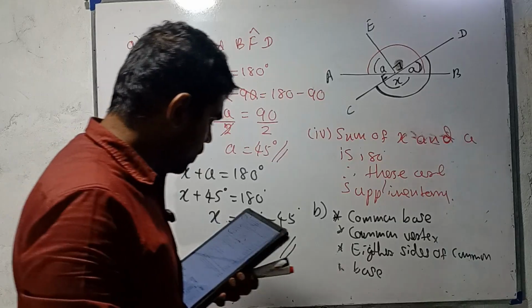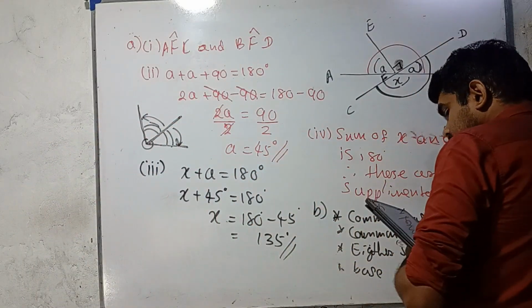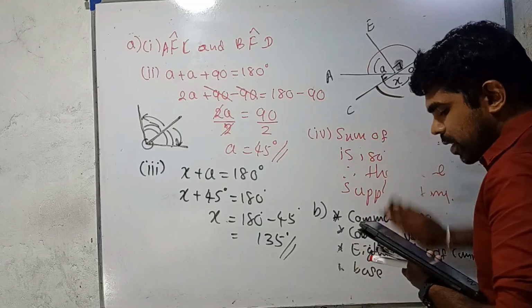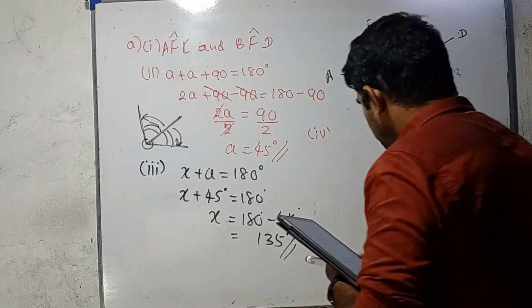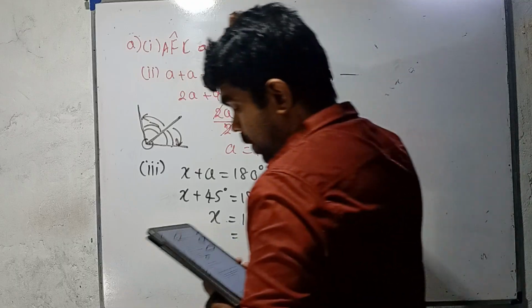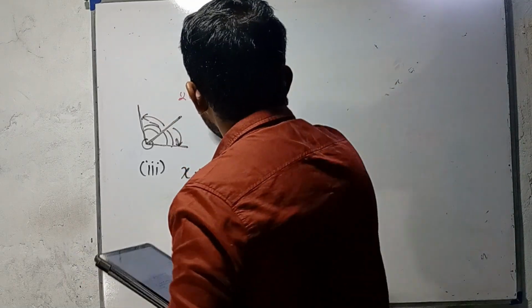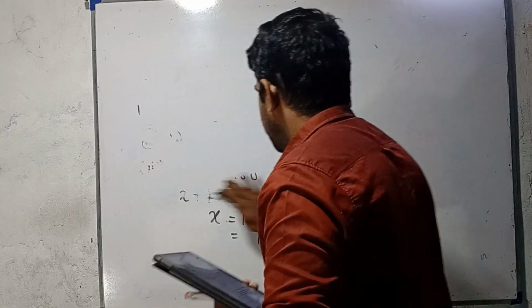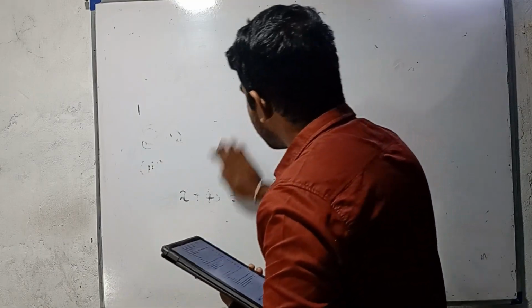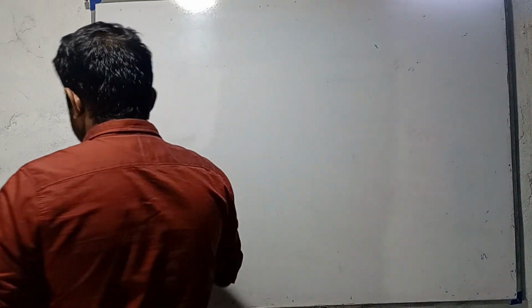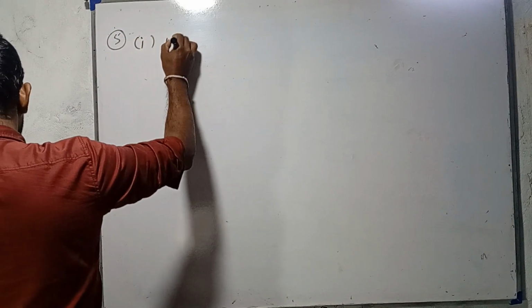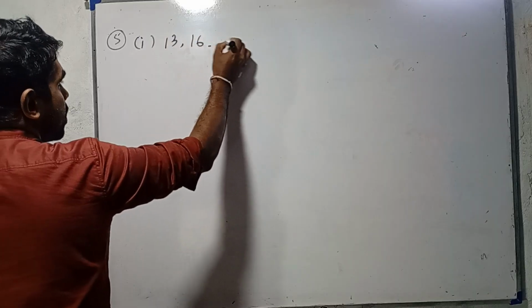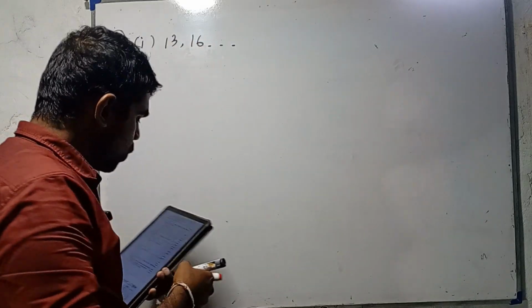Then question number 5, part 1. Write the next two terms in 4, 7, 10. We can observe that 4 plus 3 is 7, 7 plus 3 is 10. Therefore, we can add 3 to obtain the next term. 10 plus 3, 13. 13 plus 3, 16.